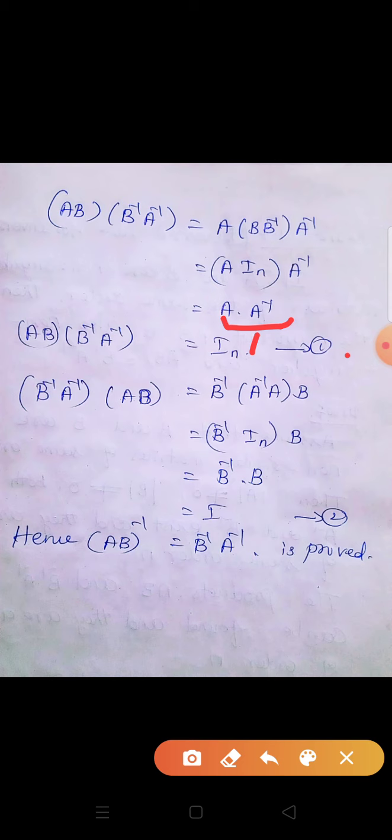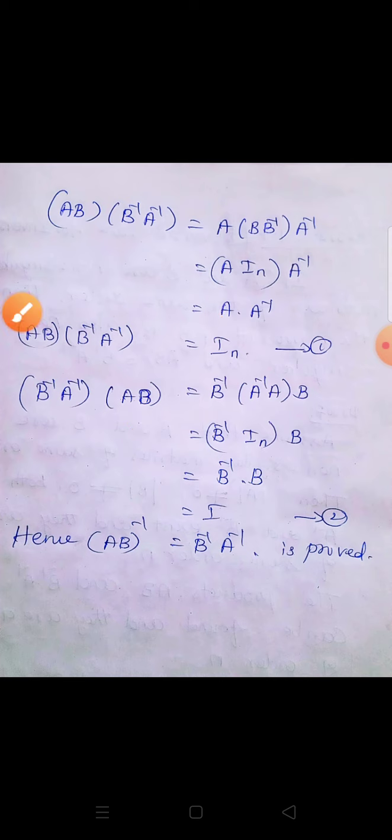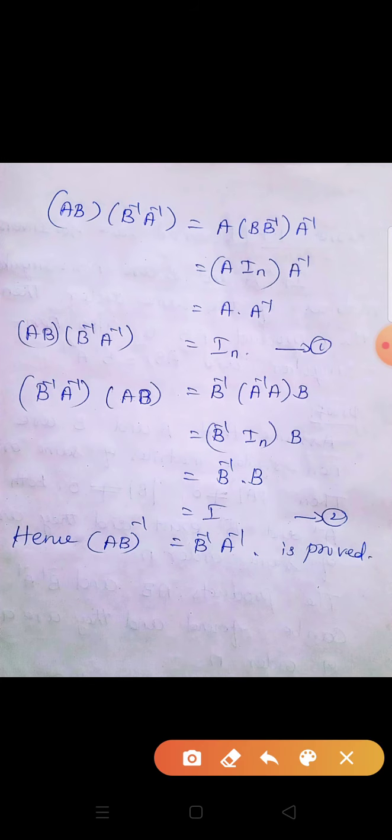Next we are changing the order. First we write B inverse A inverse, next we write AB, and we multiply these two matrices. Once again, listen: the processing is the same as in the first equation. B inverse A inverse into AB. Now we apply the associative property: B inverse into A inverse A into B. A inverse A is equal to In, so B inverse into In is B inverse into B, and B inverse B is equal to In.